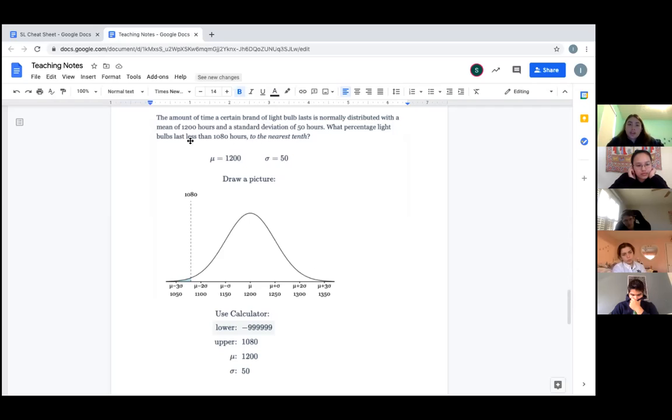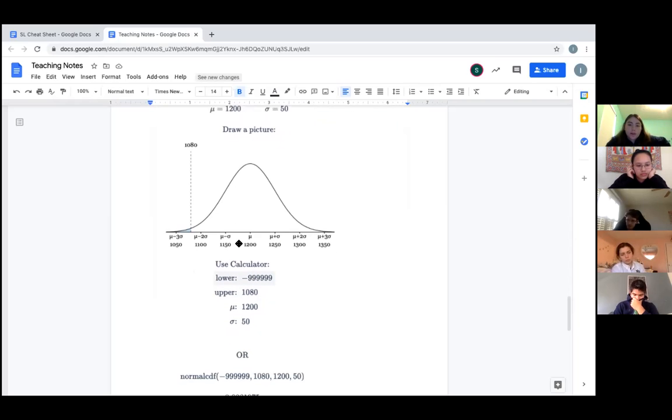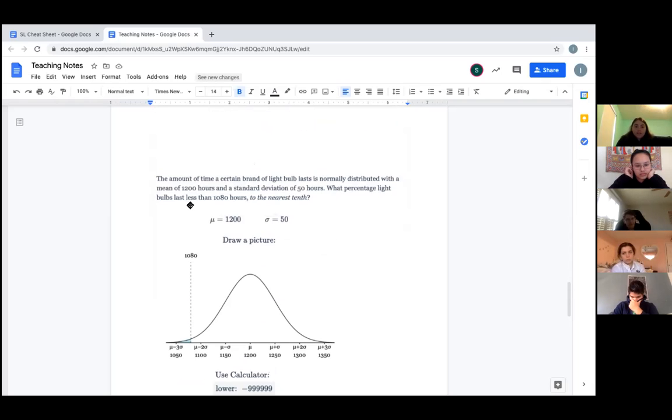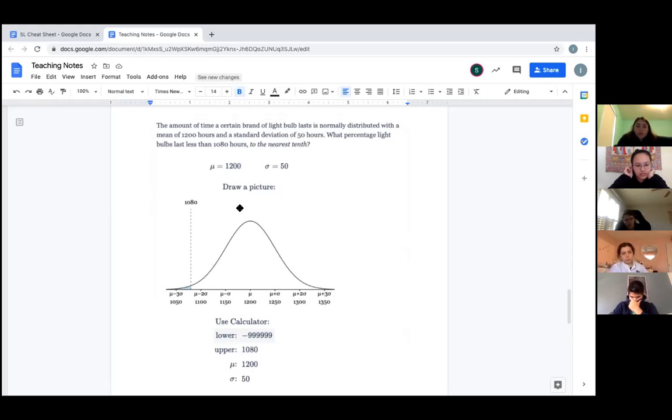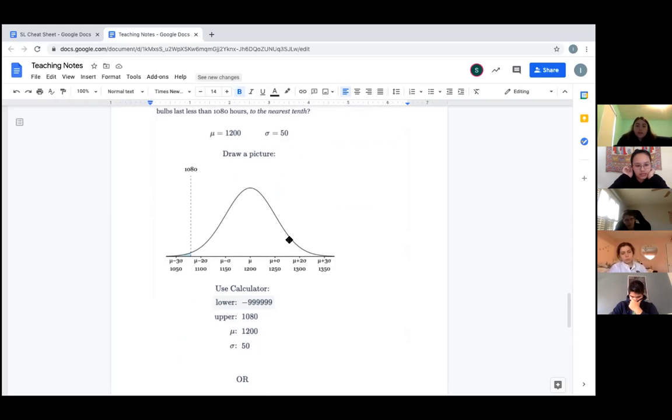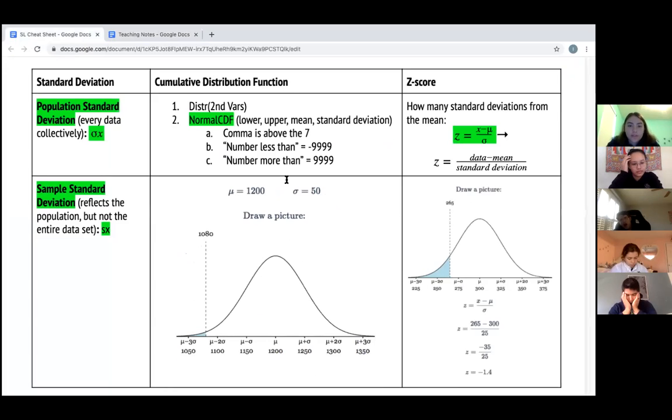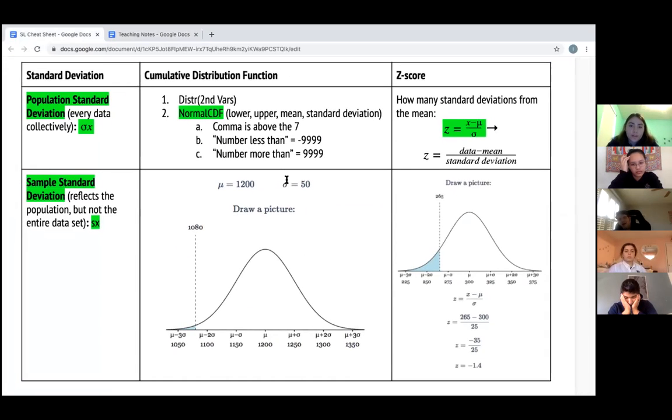So you know it's a range because it says less than, but what's the lower end of the range? Because all they give you is the 1,080 hours. So when it says less than, your lower boundary is going to be negative 999,999. And if it said more than, your lower bound would become 1,080 and your upper bound would be positive 999,999. Just to recall that, because that can be a little tricky to remember.